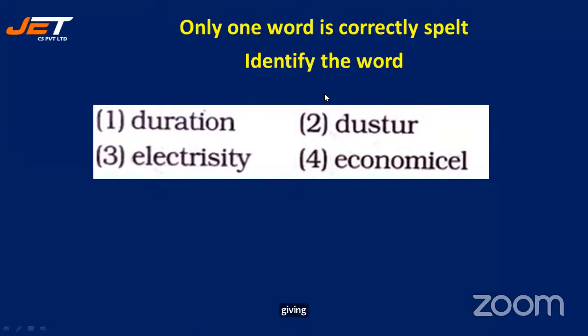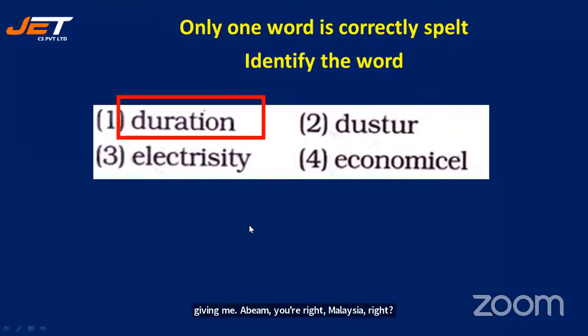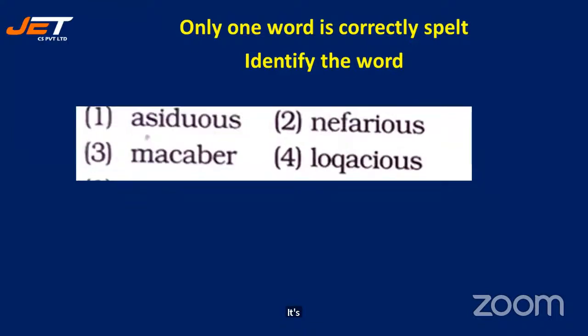Almost all. I'm sure it's very simple. So everybody must have quickly and correctly identified. Duration is right. Duster spelling is wrong. Electricity is wrong. CI. Economical. ECONOMICAL. Okay. Right. See the next question.